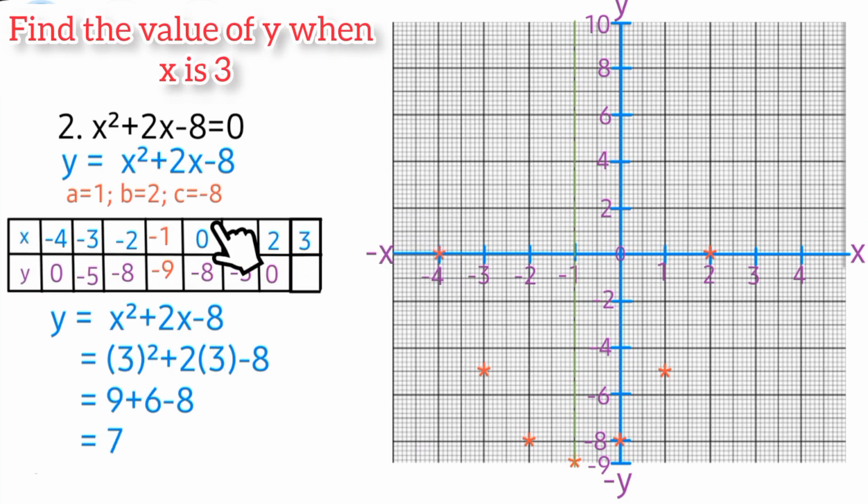When x value is 3, y value will be equal to 3 squared plus 2 times 3 minus 8. 3 squared gives 9. 2 times 3 gives 6, minus 8. 9 plus 6 minus 8 gives 7. When x is 3, y value is 7.